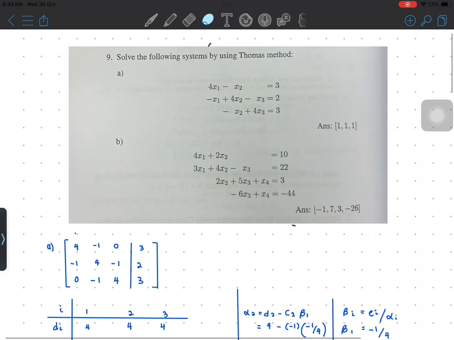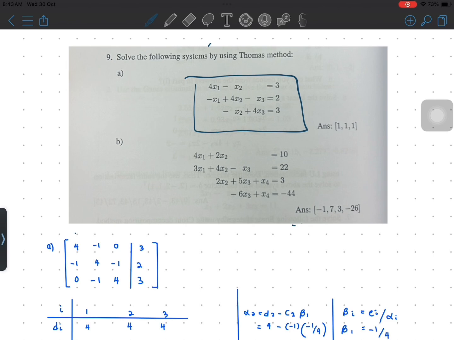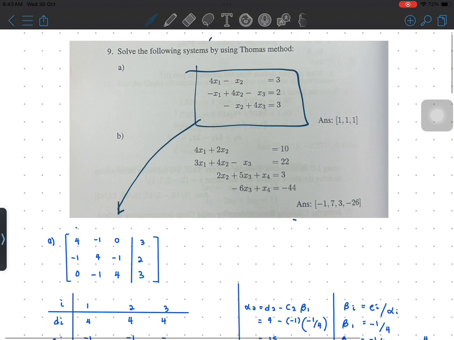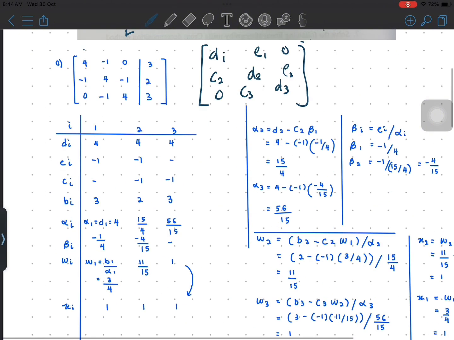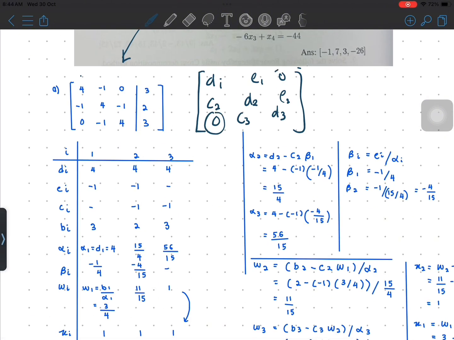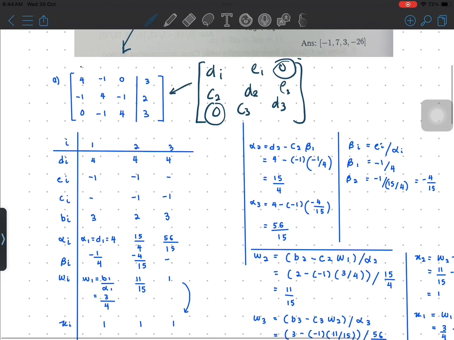Hello, so now we will solve the equation 9a. This is the given equation, and we have to solve it using the Thomas method, which I choose, the Thomas algorithm method. We have to transform this equation into the matrix form, and the matrix form should be arranged like this, with D1 here, D2, D3, and here C2, C3 and 0, and here E1 and E2. Sorry, E2 and 0.